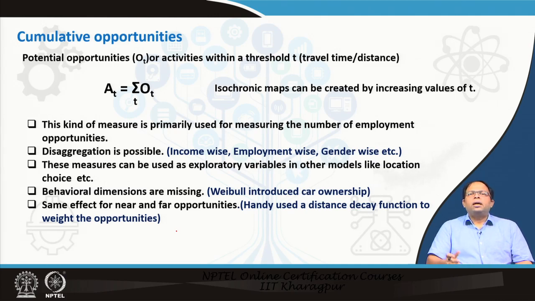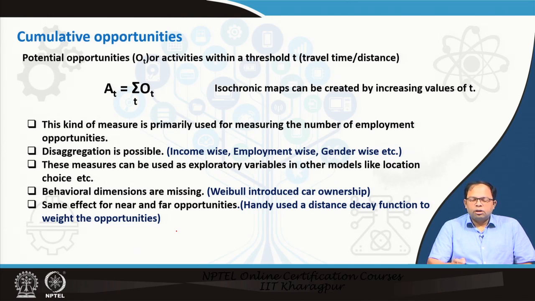And this kind of measure is primarily used for measuring the number of employment opportunities. For example, if I am looking for a job for blue collar workers, many people are looking for jobs near them, like a technician or a plumber. He is mostly looking at jobs which are near his house. So in this case this measure will help, because he wants to understand how many opportunities there are around his residential area, around the location where he stays.